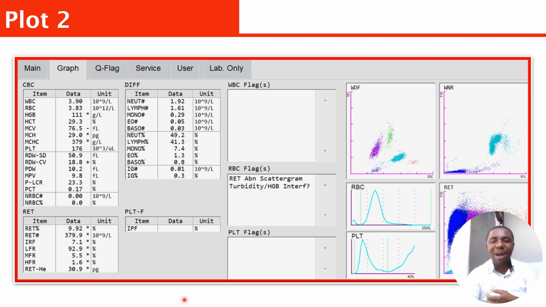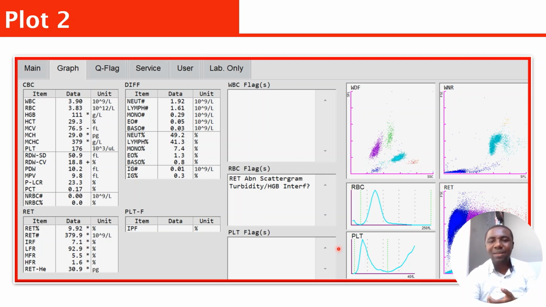So this is a normal full blood count that has been performed. This is the XN line. Let's not worry about the result at the moment, but you're going to see the scatter plot. This one is the lymphocyte. Then the greenish one is the monocyte. Then this one is the neutrophils. Then this more reddish one you are seeing here is the eosinophils.